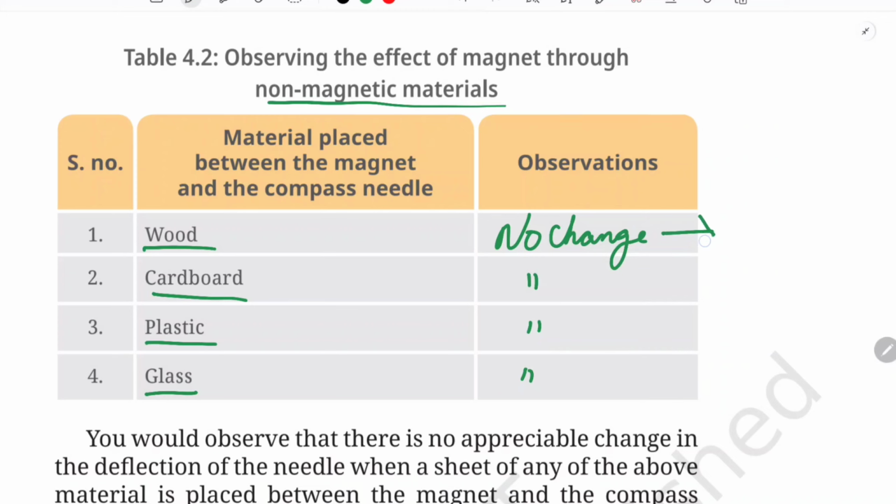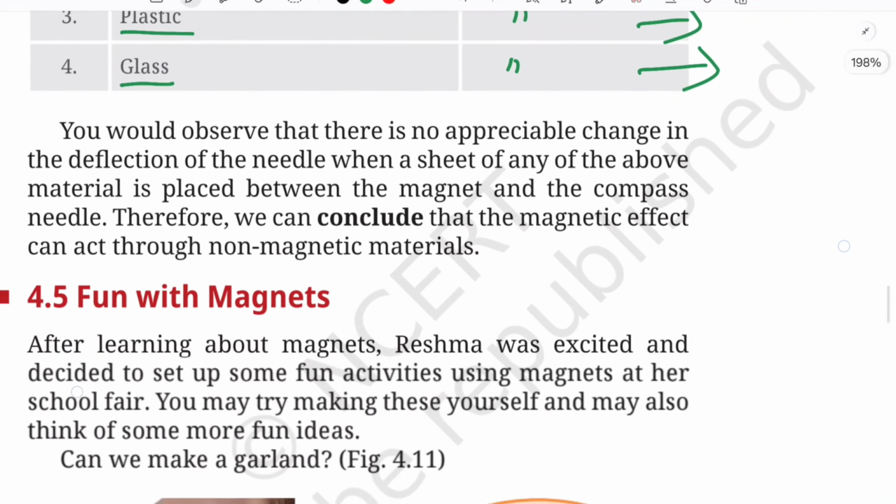If you want to write the explanation here, you can write: magnetic effect passes through wood, magnetic effect passes through cardboard, magnetic effect passes through plastic, and magnetic effect passes through glass. So we are also going to perform the same thing, and we are also going to have some fun with magnets now. So what do we conclude?